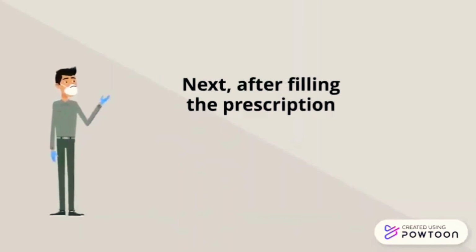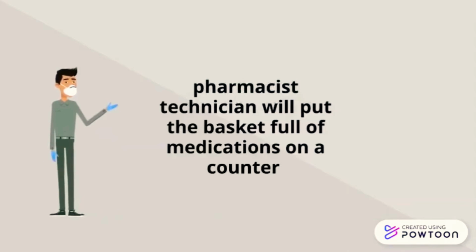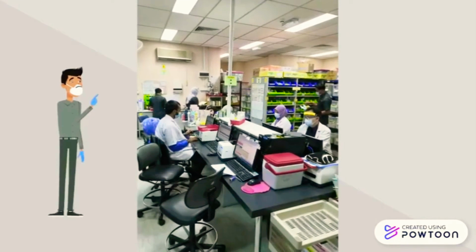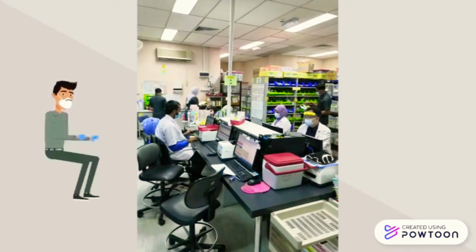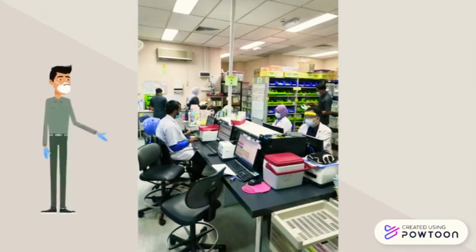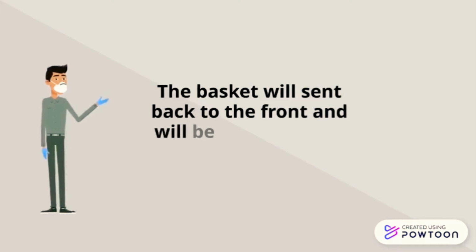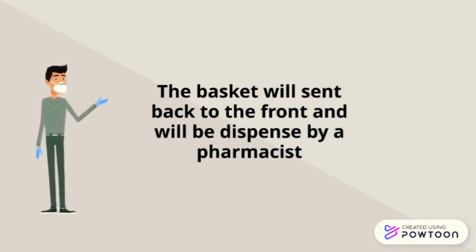Next, after filling the prescription, the pharmacist assistant will put the basket full of medications on a counter. This is where the pharmacist will transcribe the prescription. Then labeling will be done here. The basket will be sent back to the front and will be dispensed by a pharmacist.